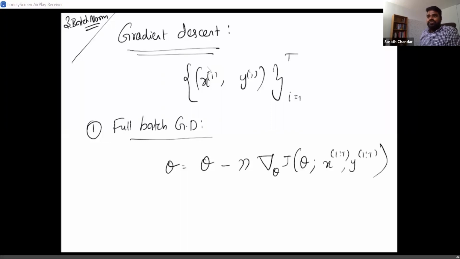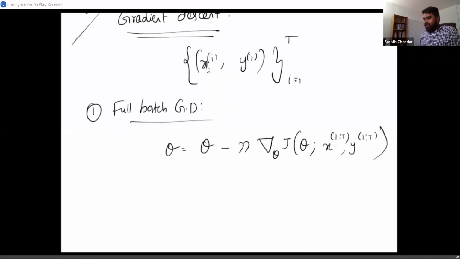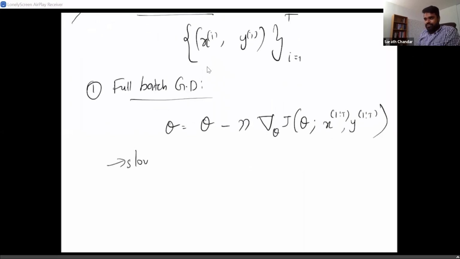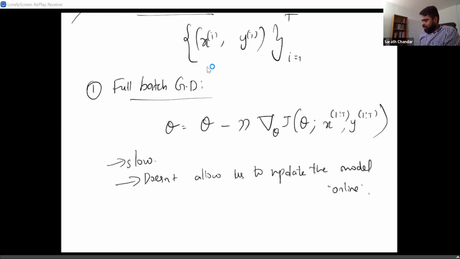The idea of full batch gradient descent is to go through the entire data set to compute the gradient. And we already know that this is actually a very slow process, and this doesn't allow us to update the model online. Sometimes when you cannot wait for going through all the data, you cannot use full batch gradient descent. However, full batch gradient descent is guaranteed to converge to the global minimum for convex functions.